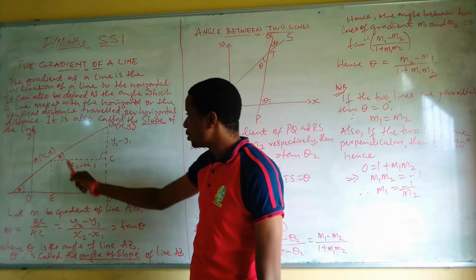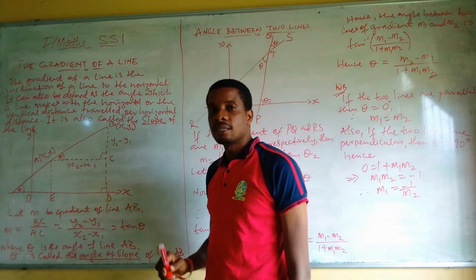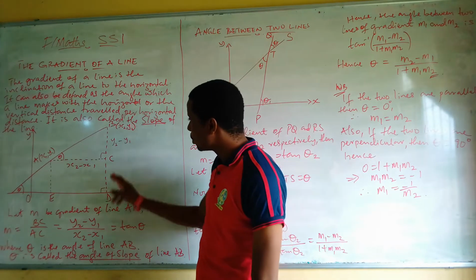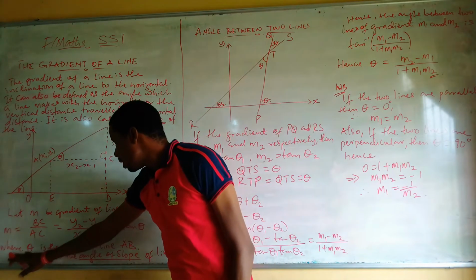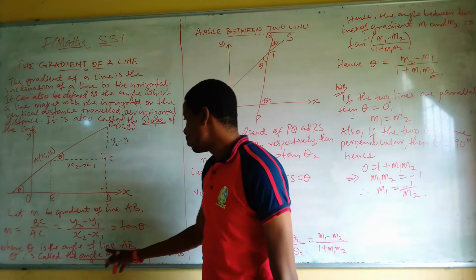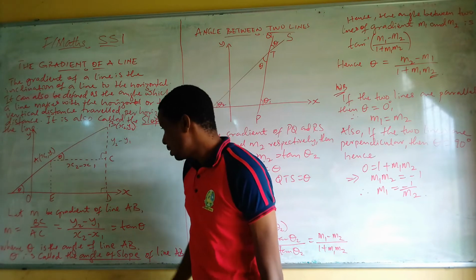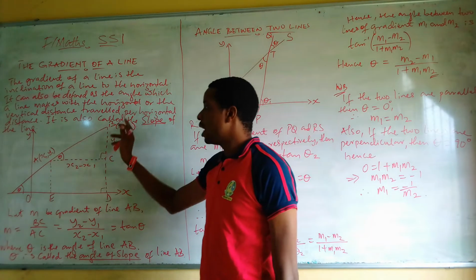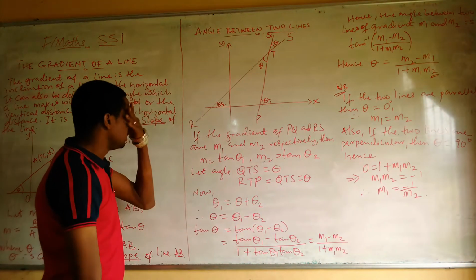And that is equal to what? The tangent. Tangent is opposite over adjacent. So tan theta is equal to that. Then we can now move on to work further by saying that theta is the angle of the line AB. This theta is the angle of this line. Then theta is called the angle of the slope. This theta is the angle of the slope of the line AB.